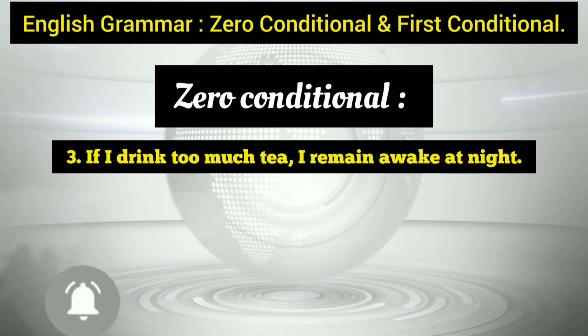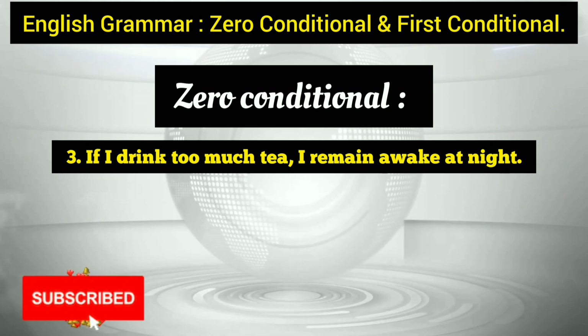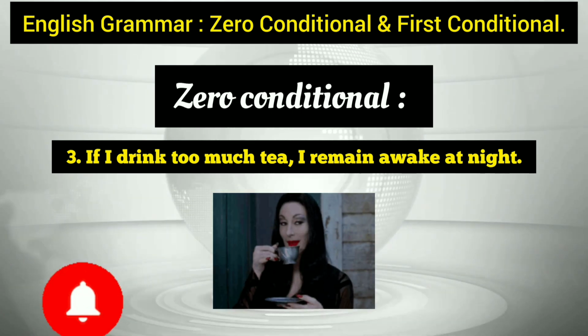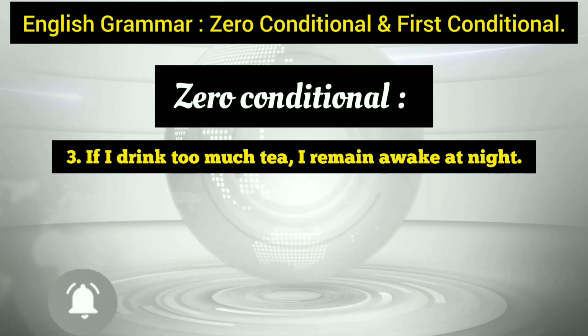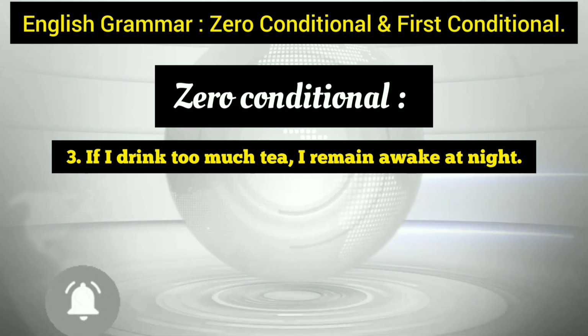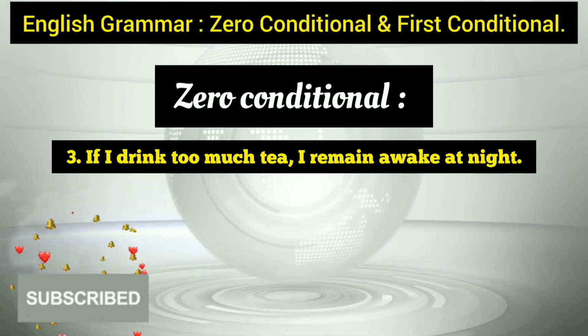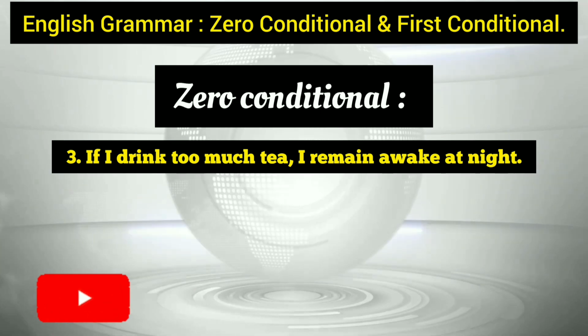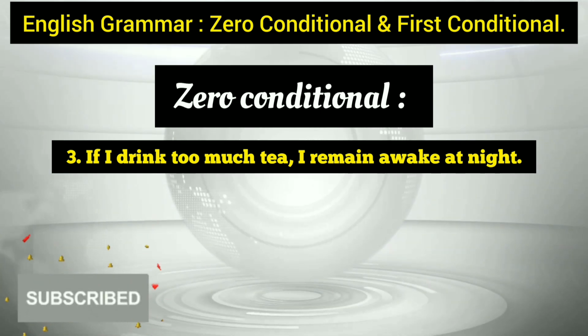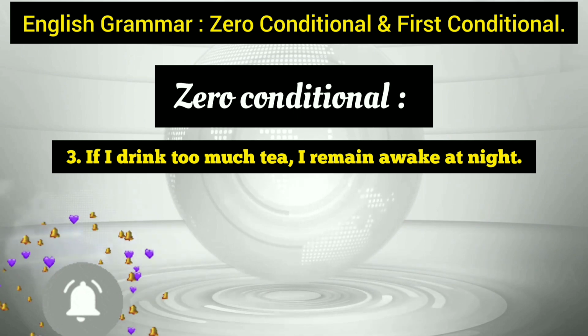As you see the sentence on your screen, number 3, if I drink too much tea, I remain awake at night. It's a kind of general truth or fact, that if I drink too much tea, that is the condition, then I remain awake at night, I cannot sleep. This is a kind of fact. So up next you see the next one.